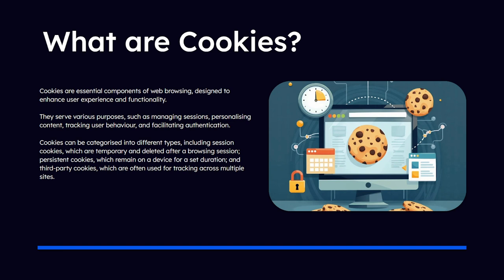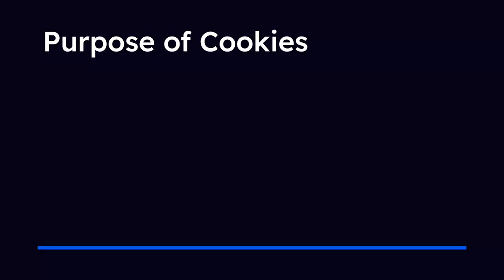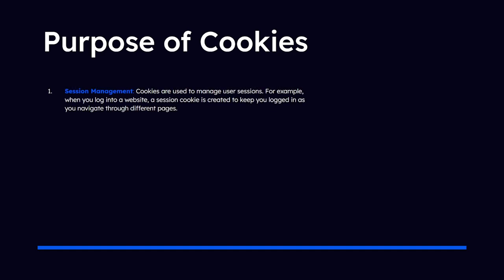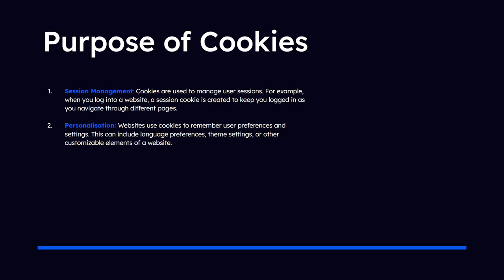But anyways, let's get into more information about cookies. We're going to look at the purpose of cookies. First one is session management. No one really likes closing a browser by accident and having to start all over again to find that particular page that they were on and so forth. So cookies are used to manage user sessions. For example, when you log into a website, a session cookie is created to keep you logged in as you navigate through different pages.